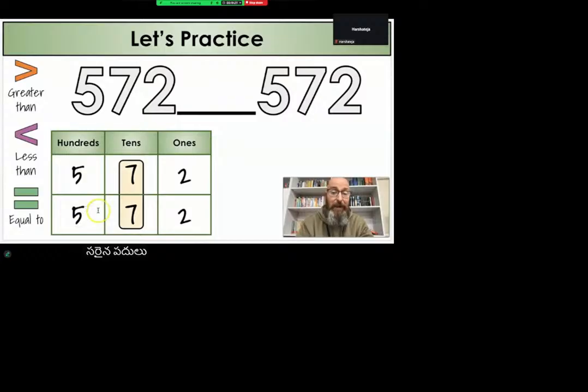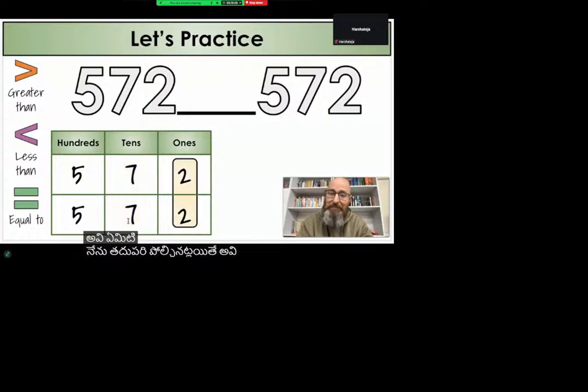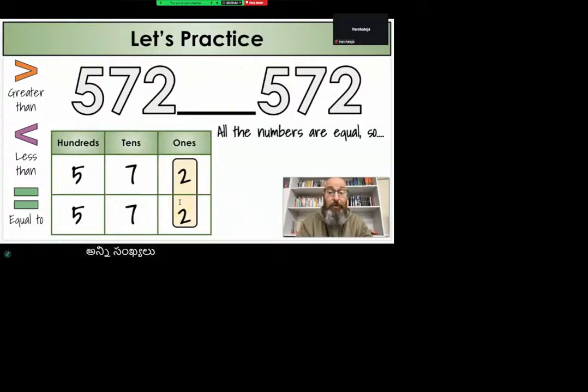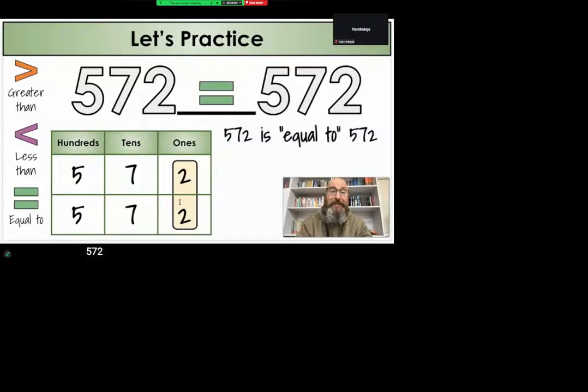The tens. That's right. Are 70 and 70 the same? They are. What do I compare next? The ones. Are 2 and 2 the same? All the numbers are equal. So which sign do I use? The equal sign. And what's my sentence? 572 is equal to 572.